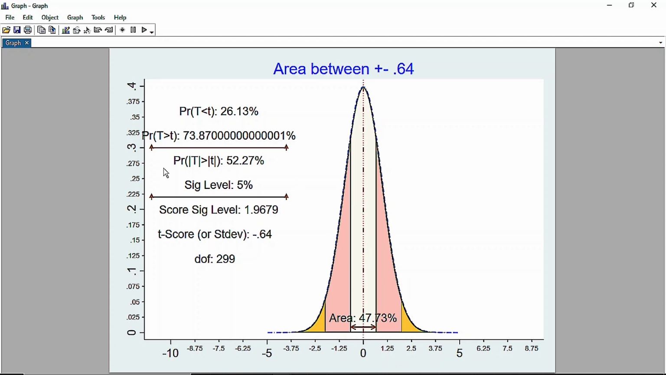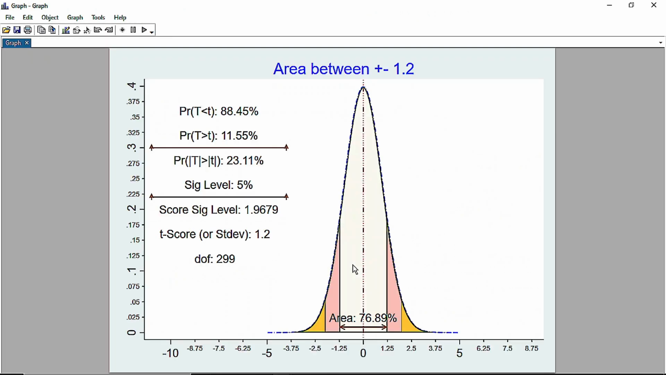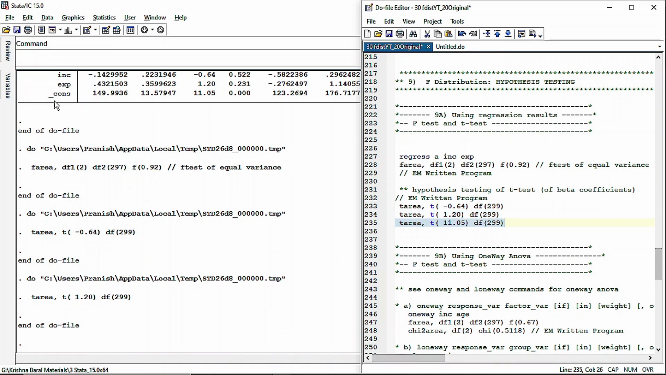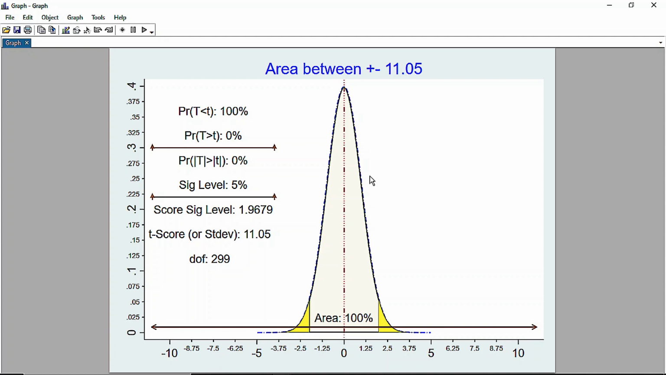In other words, if the p-value is greater than the significance level, we fail to reject the null. Similarly, for the second variable expenditure, its t-score is 1.2, and let us draw the area graph. Degrees of freedom is 299, and in this case as well, we are unable to reject the null hypothesis for the two-tailed test. And the null hypothesis in this case would be beta equals 0 for the respective variable. And for the constant term, we have our t-score significant, which is greater than 2, and let us see whether we get the same result in our area graph as well.